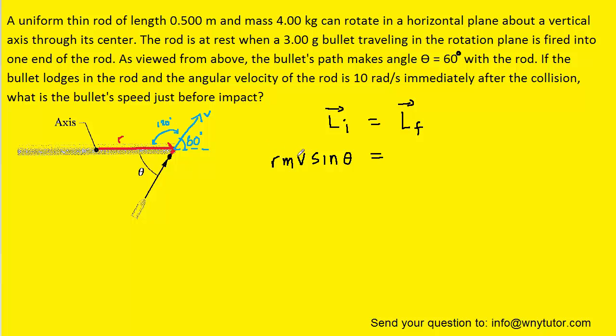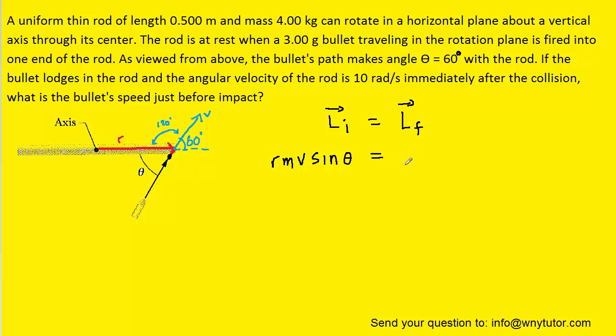The speed is unknown to us. The mass was given, and then r would be the length of this position vector. Since the rod was 0.5 meters long, this position vector would have a length of 0.25 meters. So that's what we'll be plugging in for r.